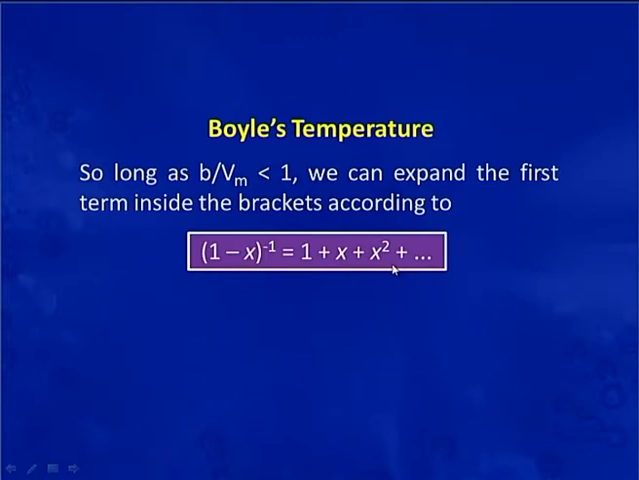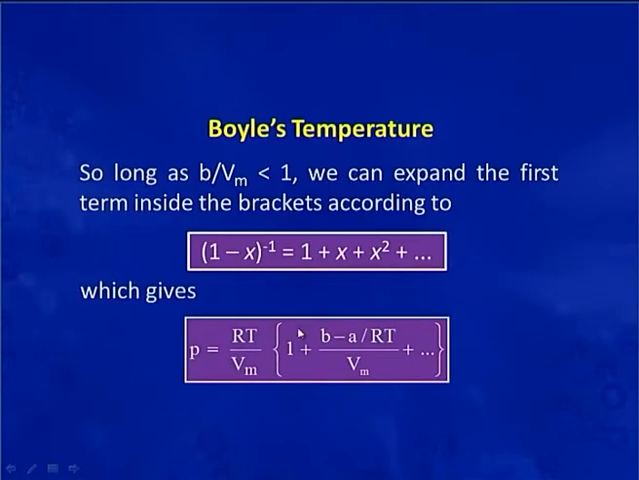So long as the value of b by Vm is very small, we can expand the first term inside the bracket. So, we can put here the power series, that is (1 minus x) to the power minus 1 is equal to 1 plus x plus x squared plus x cubed and so on. As you know, this is a power series. When you put this value here, it gives P is equal to RT by Vm into 1 plus (b minus a by RT) by Vm plus and so on.